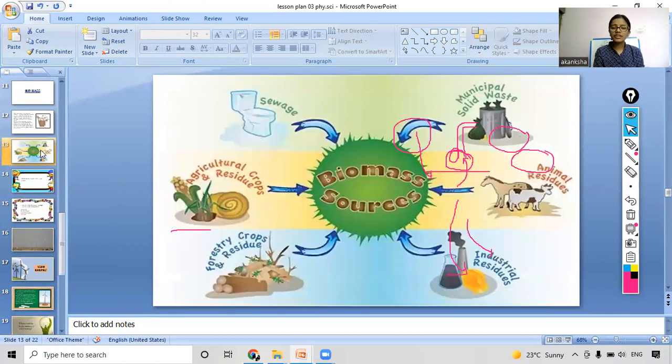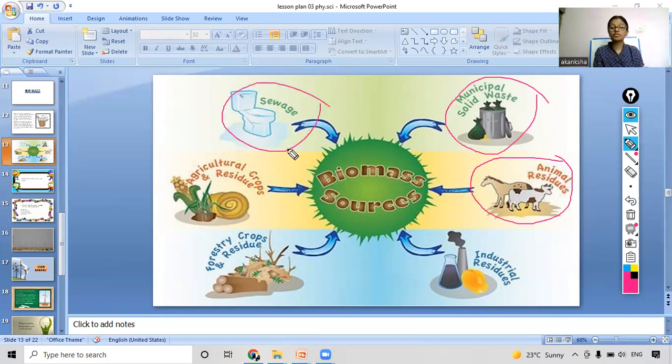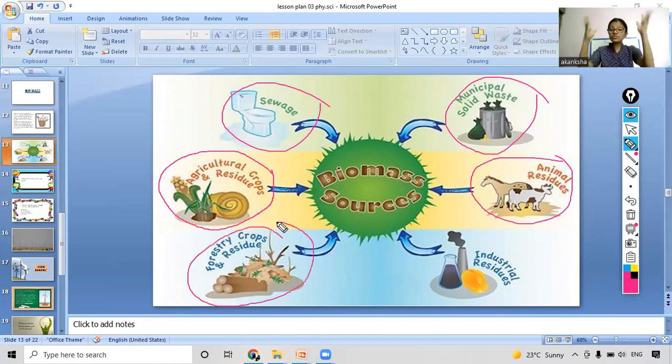So now we will move on ahead and see some of the biomass sources, like where we are getting these biomass sources from different sources. Like we mentioned, from animal residues, right? From municipal solid waste, we get from this also. From sewage also, we get these biomass sources. And then agricultural crops and residues, and then comes the forestry crops and residues. So many sources are there for biomass, right? So this was all about how the biogas plant works and what are its different sources.